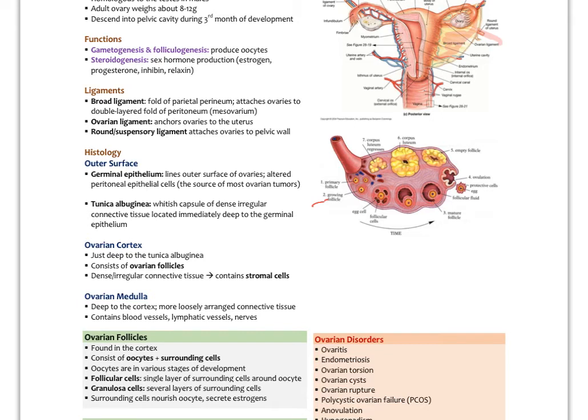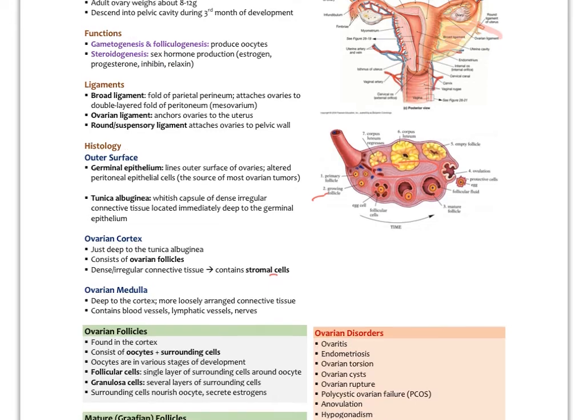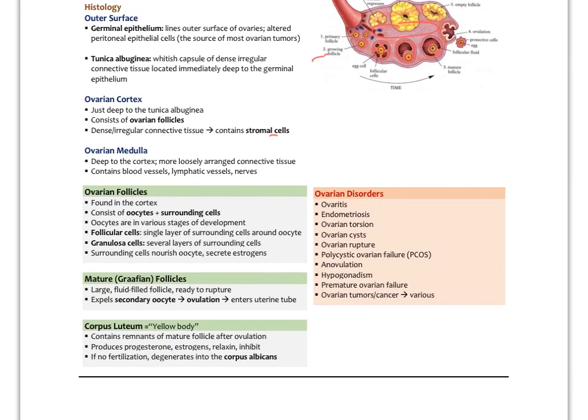And there's also dense irregular connective tissue between the follicles, and that contains stromal cells. And then deep inside, we have the medulla of the ovary, which is more loosely arranged connective tissue, and it contains blood vessels, lymph vessels, and nerves as well. The follicles are found in the cortex, and they consist of an oocyte, the egg, and surrounding cells, and these cells are going to help the egg cell mature. The oocytes are in different stages of development, so they are actually in different phases of arrested meiosis. We'll go through that.